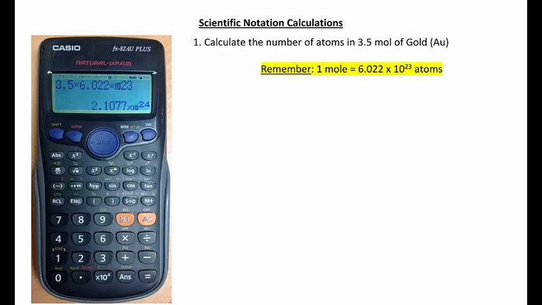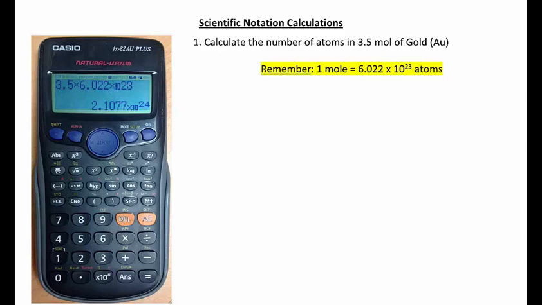So this video shows you how to enter scientific notation into your calculator. We're following on from the notes. We're going to do some examples that are in there, which is like calculate the number of atoms in 6.2 moles of gold is the example in there, and you times it by what's called Avogadro's number, which is 6.022 times 10 to the 23 atoms.